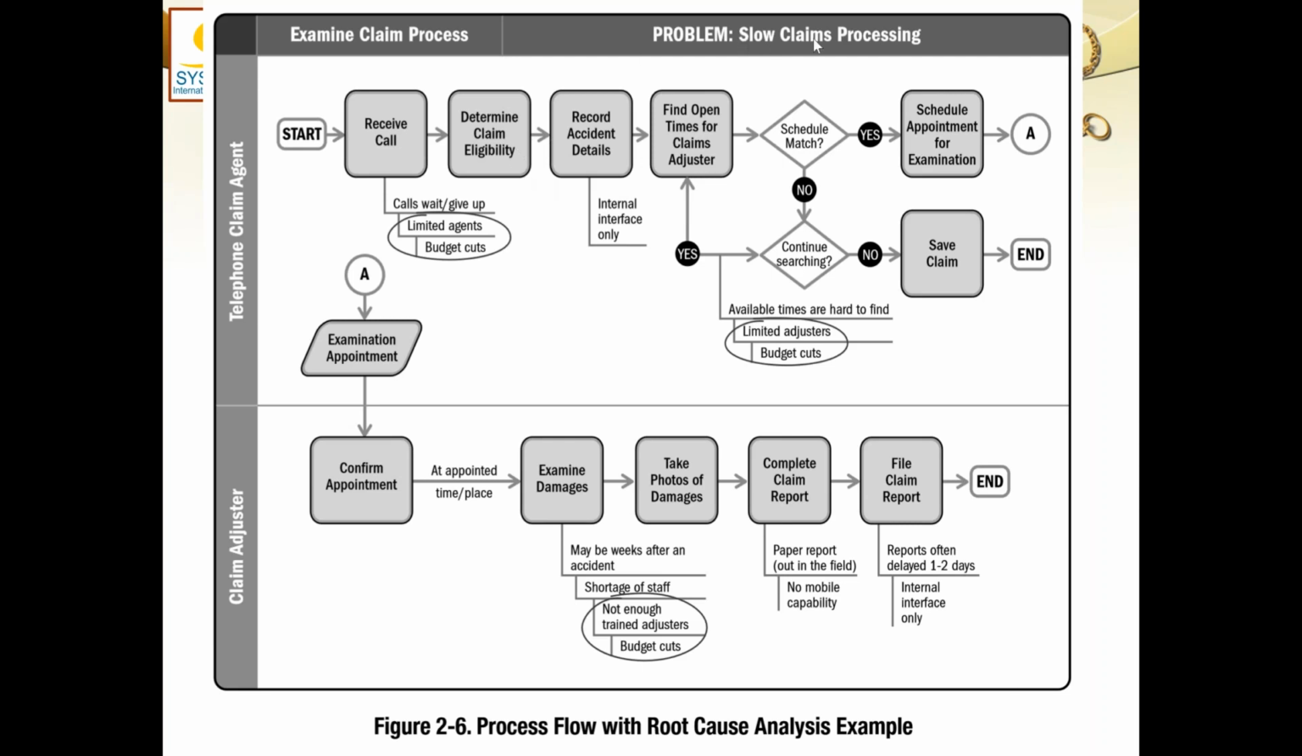Then determine claim eligibility. Does it contribute to slow claims processing? I don't think so. It is a simple thing. Eligibility, either it is eligible or it is not eligible. But record accident details, internal interface only. So that could be a problem. Then find open times for claim adjuster. There is no problem. Schedule, no problem.